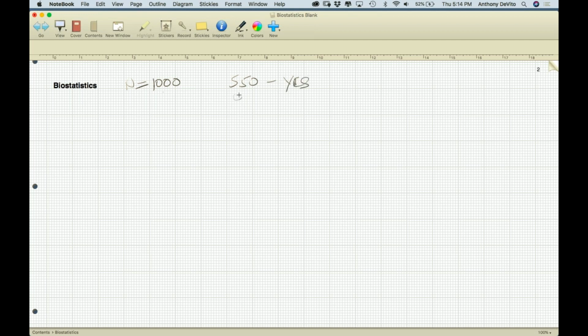Right? The other 450 say they're going to vote no. So what proportion is voting yes and voting no? Well, 550 out of 1,000 people, the probability of an individual voting yes is 0.55, right? 550 out of 1,000 people are going to vote yes.